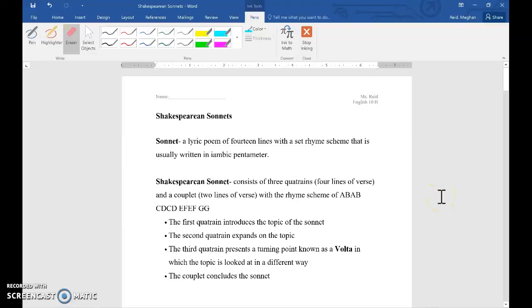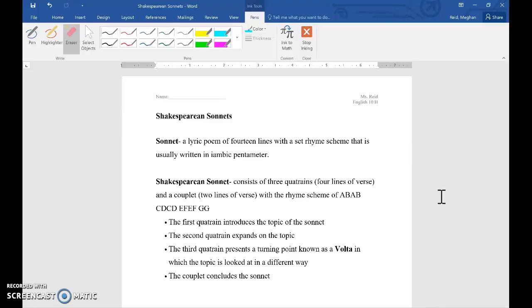Hi class, today we're going to be talking about Shakespearean sonnets to help prepare ourselves for our study of Shakespeare's play Macbeth. Now, Shakespeare can be a little bit intimidating because of his language. So what I wanted to do is start by exploring some of Shakespeare's shorter poems in order to really familiarize ourselves with the way in which he writes. So we're going to be looking at sonnets, and sonnets are a very distinct type of poetry.